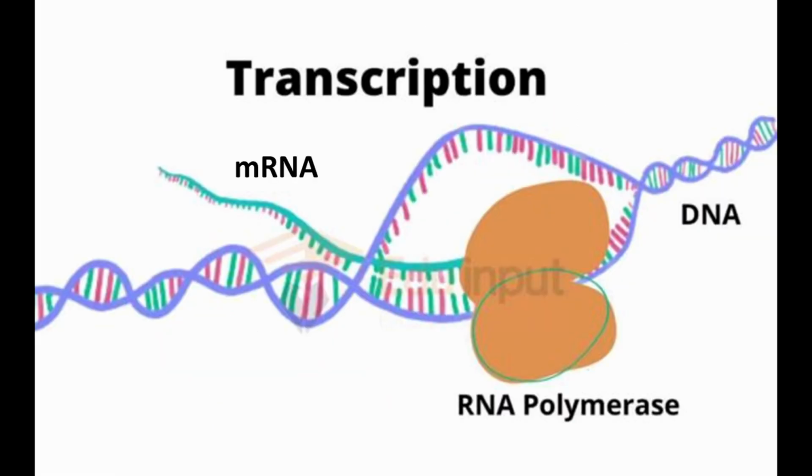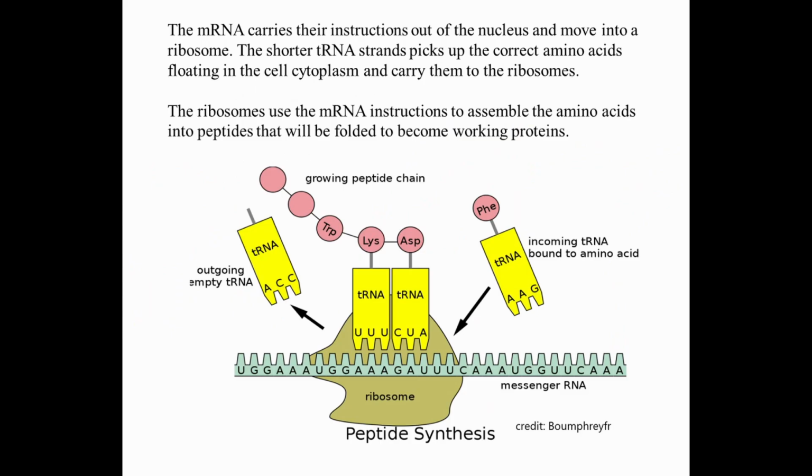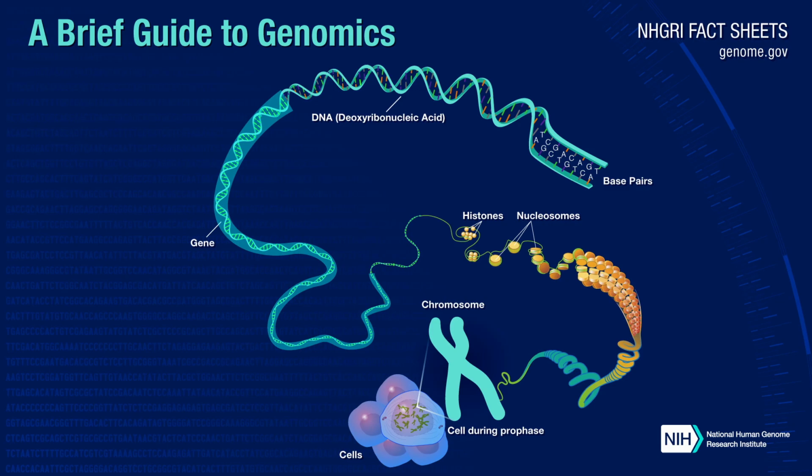The mRNA reads the DNA for instructions on how to create proteins. The mRNA carries their instructions out of the nucleus and moves into a ribosome. The shorter tRNA strands pick up the correct amino acids floating in the cell cytoplasm and carry them to the ribosomes. The ribosomes use the mRNA instructions to assemble the amino acids into peptides that will be folded to become working proteins. The complete DNA sequence to make an organism is called its genome.